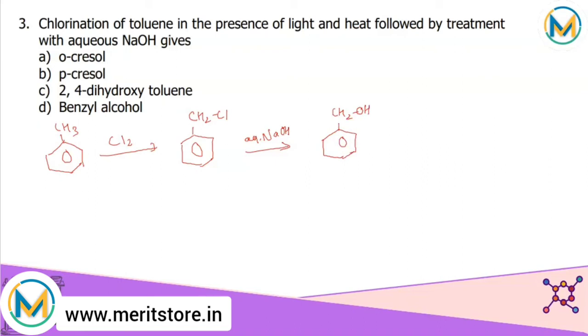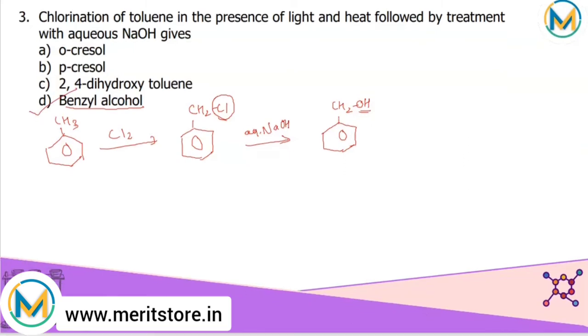CH2OH. So first this H is replaced by this chlorine to give CH2Cl. Then with aqueous NaOH, this chlorine group is substituted by this hydroxyl group. So this is nothing but a benzyl alcohol. So the correct answer is option D, that is benzyl alcohol.